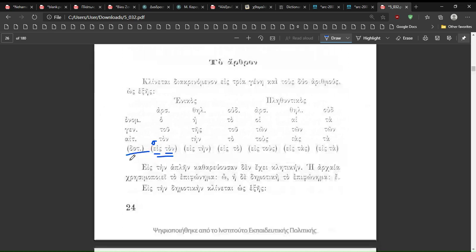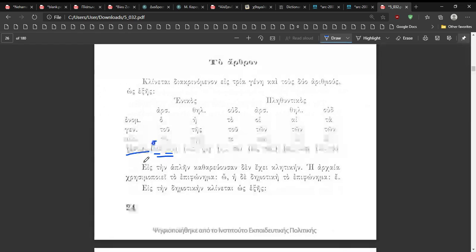So you can see how this is a watered down version of the previous textbook, where people were actually taught the ancient dative. Okay, so in the previous textbook, in 1905, people would be taught the ancient dative, and that's it. That was how Katharevousa was supposed to be.